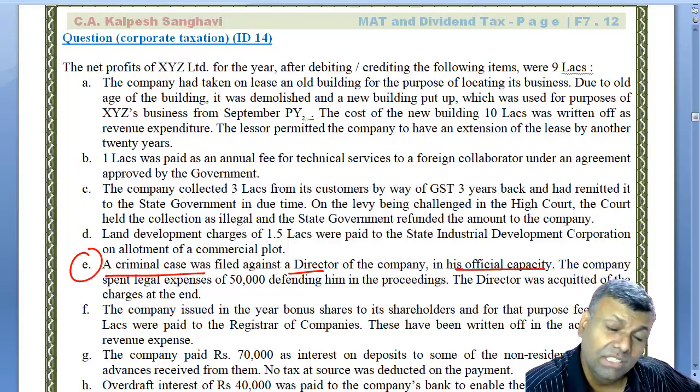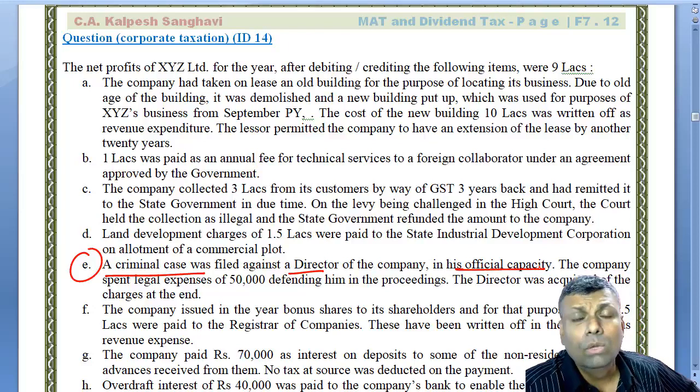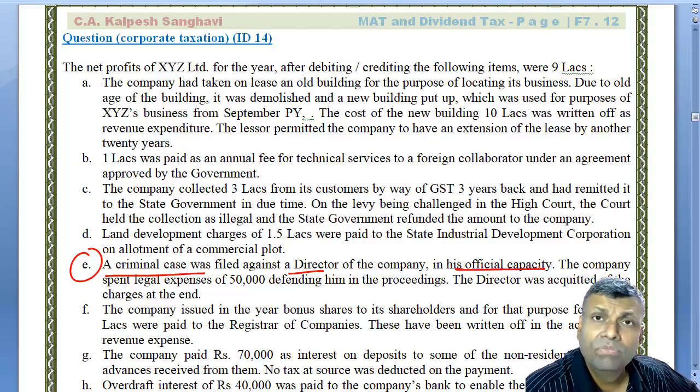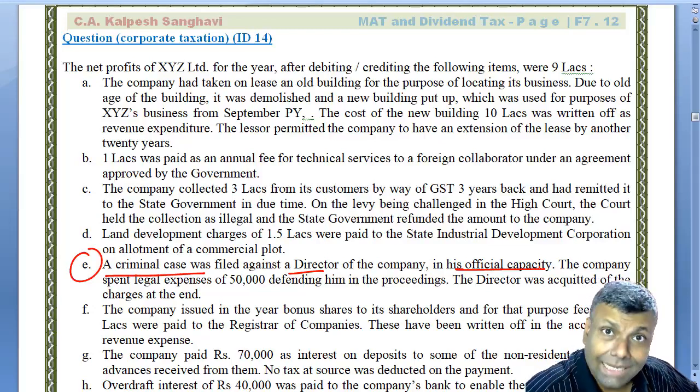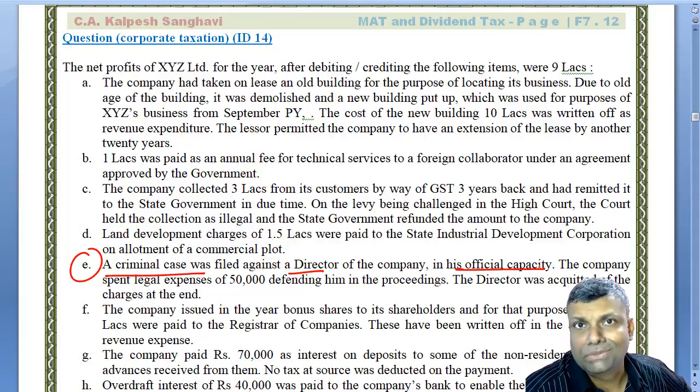There are many situations in the real world, friends, and many court cases on this front. Whenever matters get disputed, in the case of a company, the responsible people are all directors. So when the director is being charged with something, the company has to defend the directors, and companies spend a lot on legal fees and legal expenses. So can I say that these legal expenses are for business purposes?